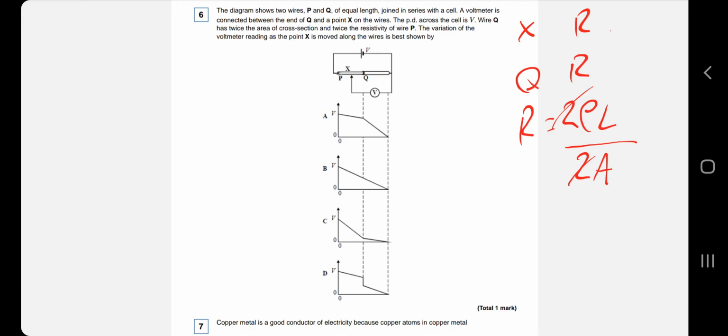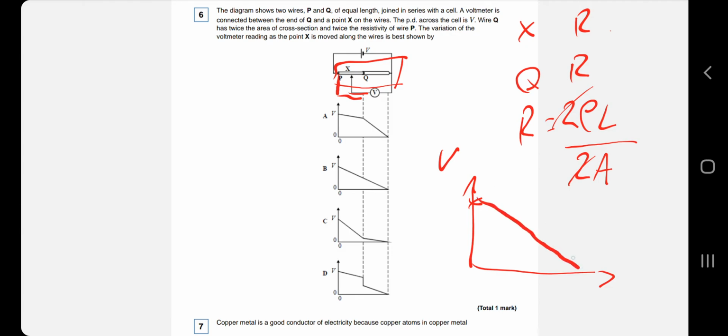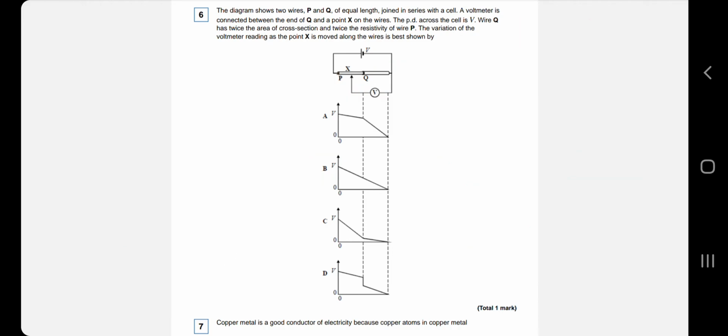So as the voltmeter is at full, the voltage across the entire thing would obviously be equal to the supply voltage. So the voltage would start off high and then decrease in a linear fashion as the resistance of the wire XQ is consistent. So we just end up with a straight line. So the answer would simply be B. Let's move on to the next one.